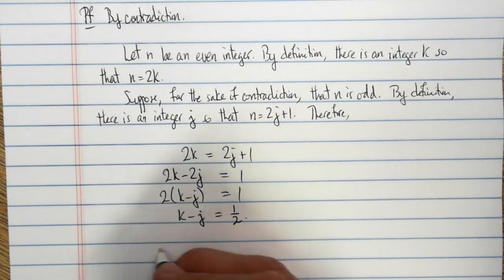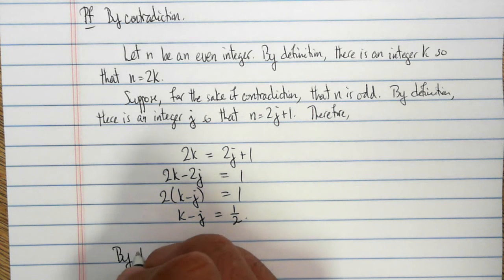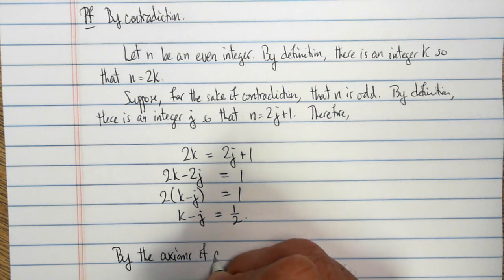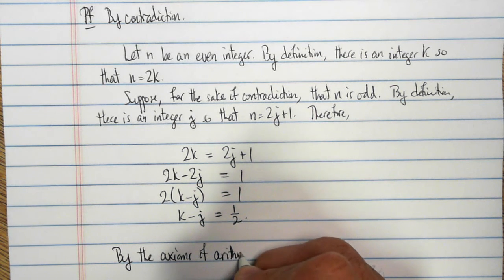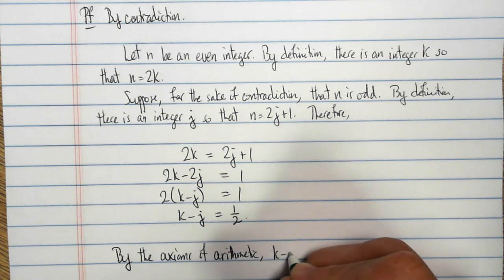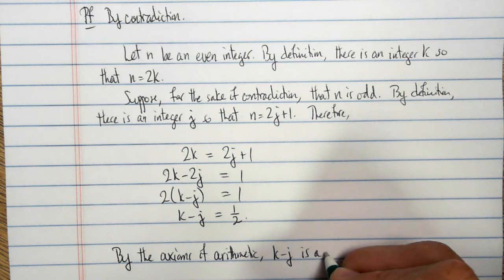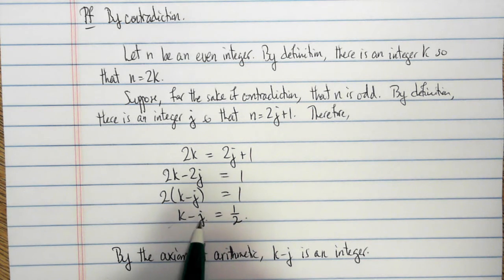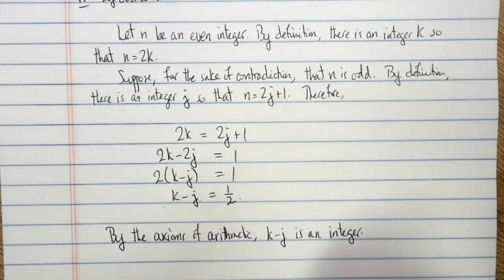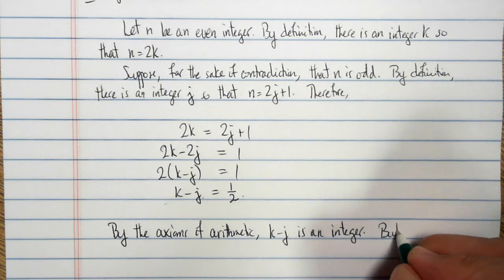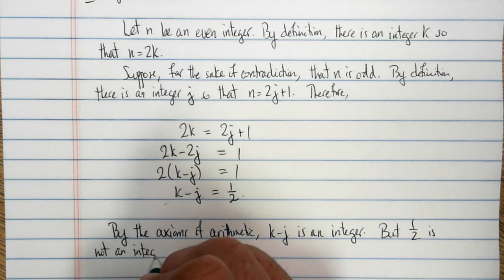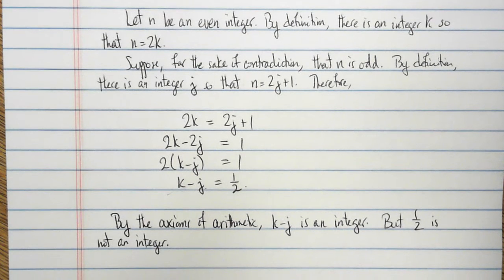Now this is where things go wrong. By the axioms of arithmetic, k minus j is an integer. If I take an integer minus an integer, that's an integer. But 1/2 is not an integer. And so there's my contradiction.